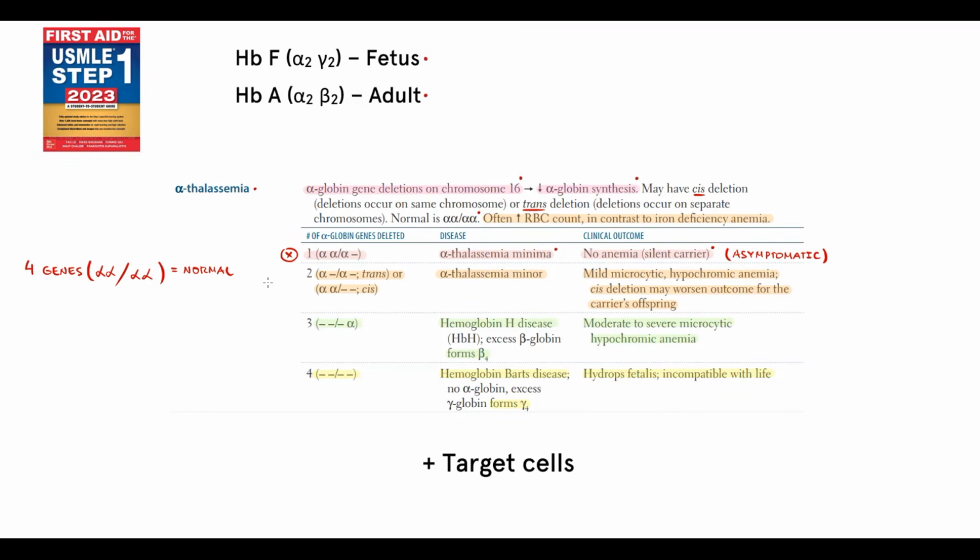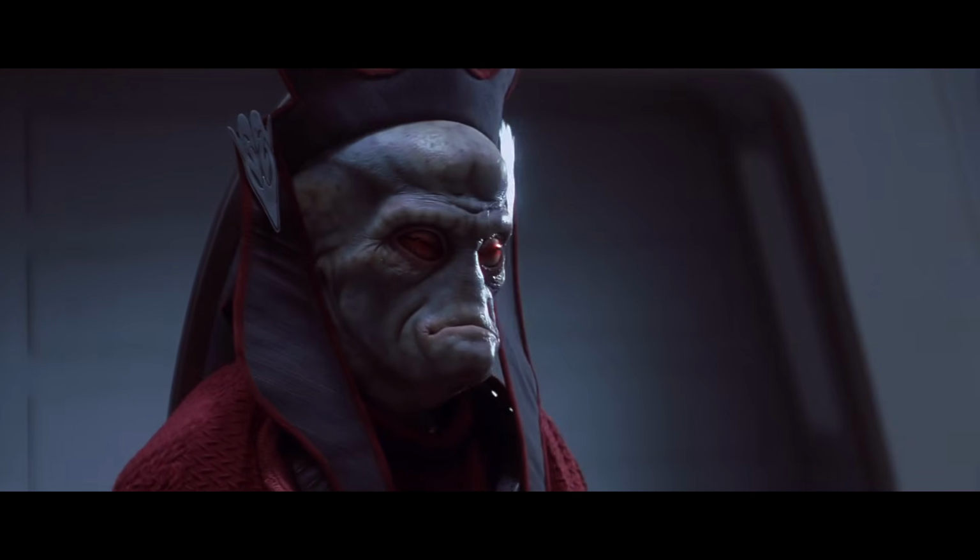The second possibility is deletion of 2 genes. And in this case, it can be trans deletion or it can be cis deletion. Deletion of 2 alpha genes we call thalassemia minor, and this form of thalassemia will cause mild microcytic anemia.